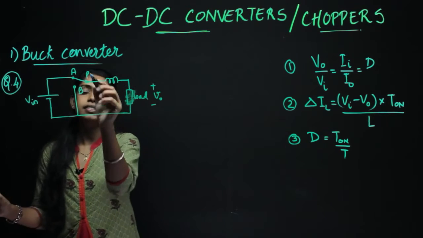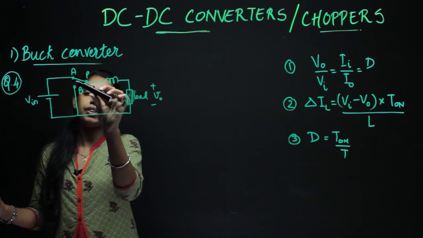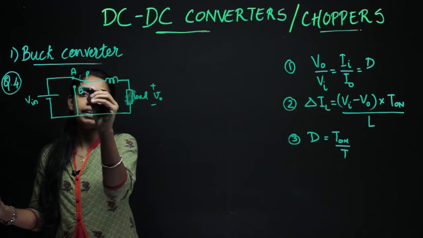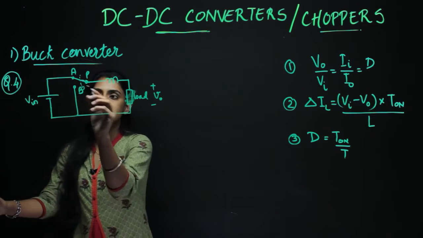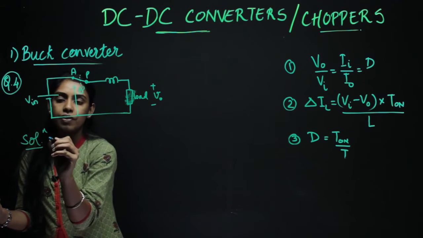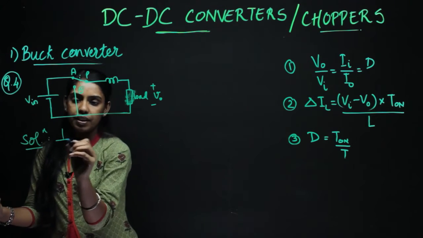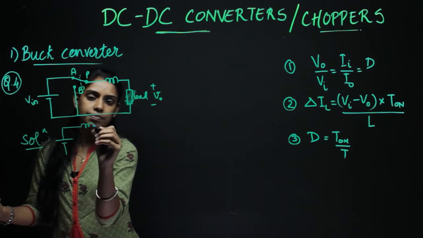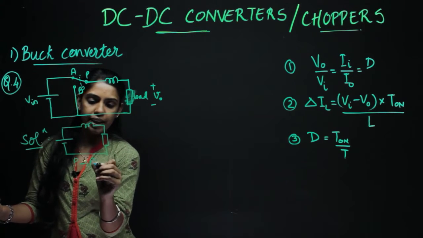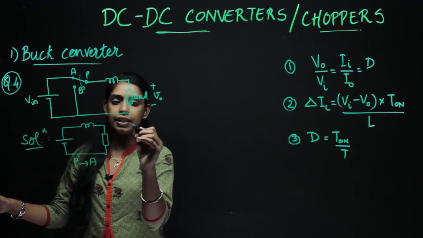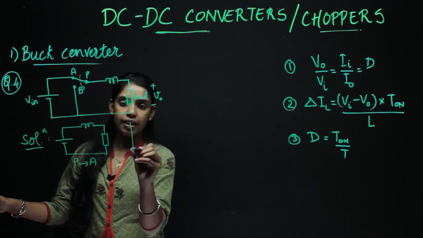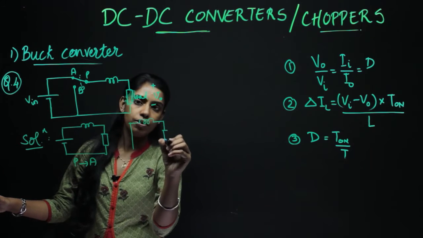So if you see here, this is a single pole double throw switch. So for some time this P will be connected to A, and for some time it will be connected to B. So when P is connected to A, we'll write the solution. When P is connected to A, the circuit is like this to the load. And the second case, when P is connected to B, it is this kind of circuit. So we have directly inductor and the load.